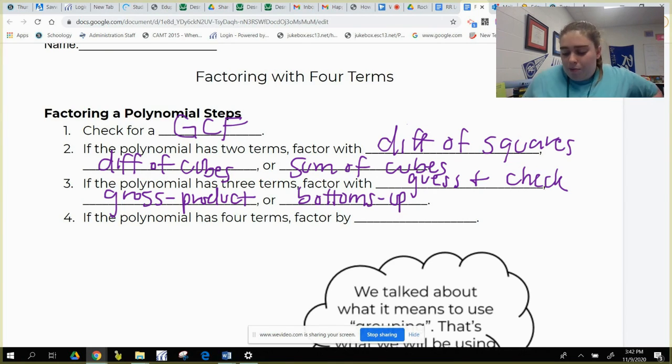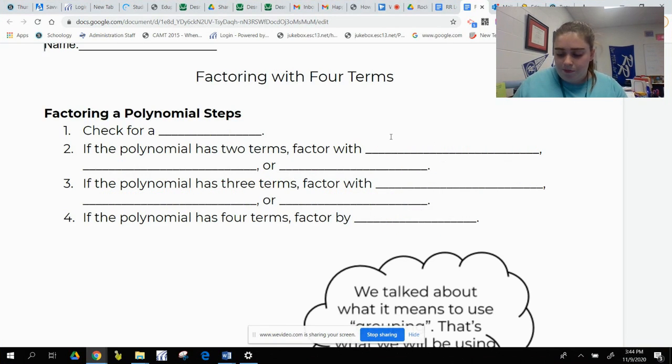Then today we're looking at 4 terms of the polynomial. With this one, we're going to factor by grouping. We kind of talked about that yesterday. Today we're going to go a little more in depth, and we're solely going to be doing grouping, no other factoring methods. Make sure you have all those blanks filled in on your notes. All right, and then we're going to get started with our examples for the day.